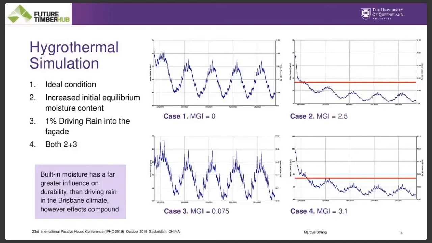And we can see that the mold growth index is still okay, but it's going towards the upper limit of what we're looking for. And then when we have case 3, that's looking at just driving rain, and we can see that in this climate, that's actually okay. For this specific project, it's able to dry back out sufficiently. And then case 4 is looking at both driving rain and increased initial equilibrium moisture content, and we see that we have an issue as it's over 3. So it's potentially not drying out adequately, and there may be risk of molds and rot in this case.